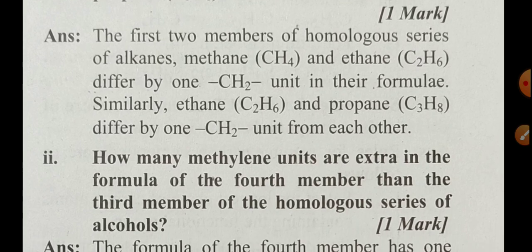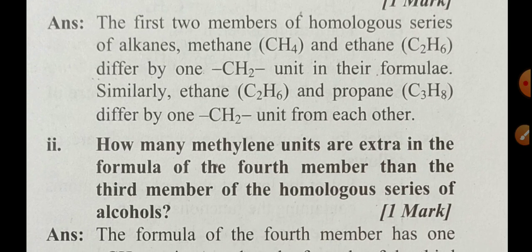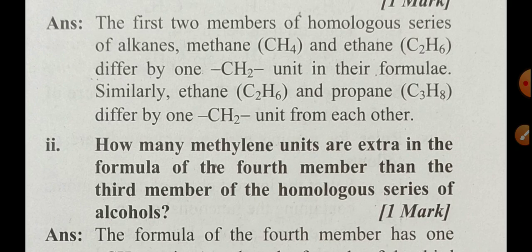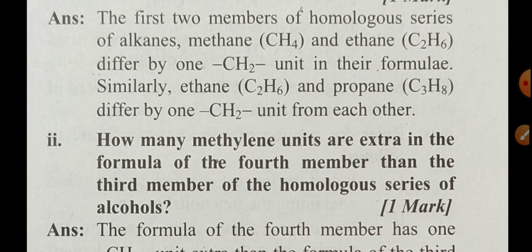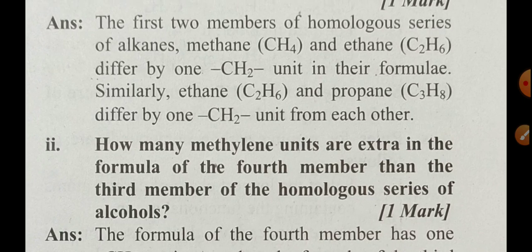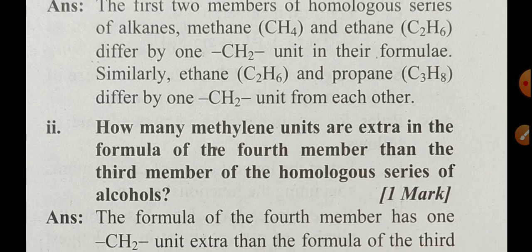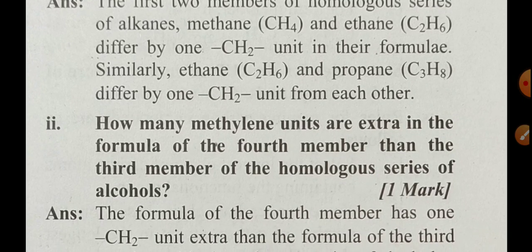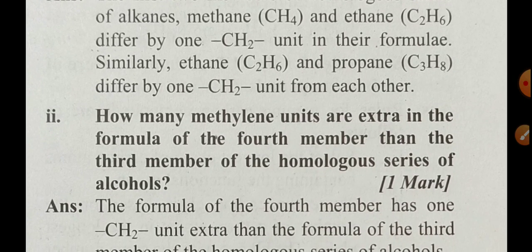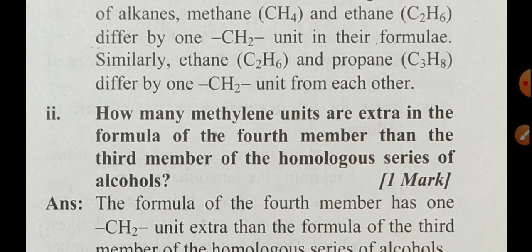Now see that the first 2 members of the homologous series of alkane, methane and ethane, differ by 1 CH2 unit in their formulae. You check the difference between the carbon atoms and hydrogen atoms. CH2 means methylene group. Similarly, ethane and propane differ by again 1 CH2 unit, that is a methylene group, from each other.